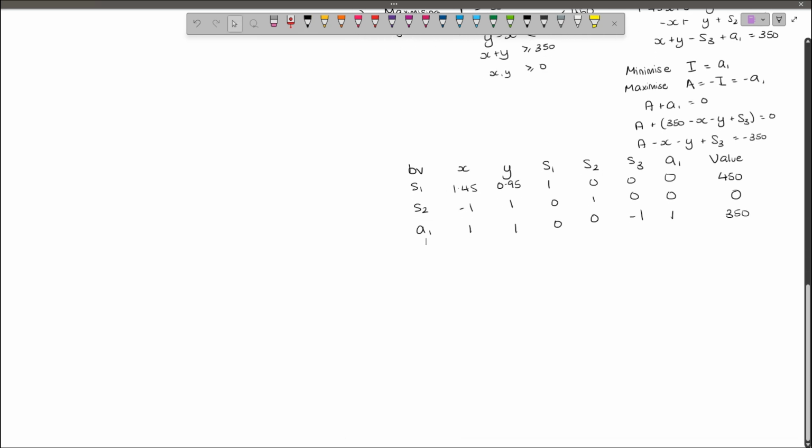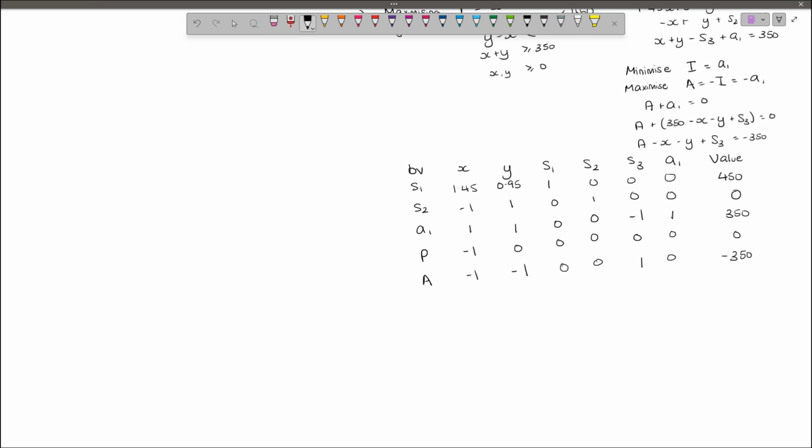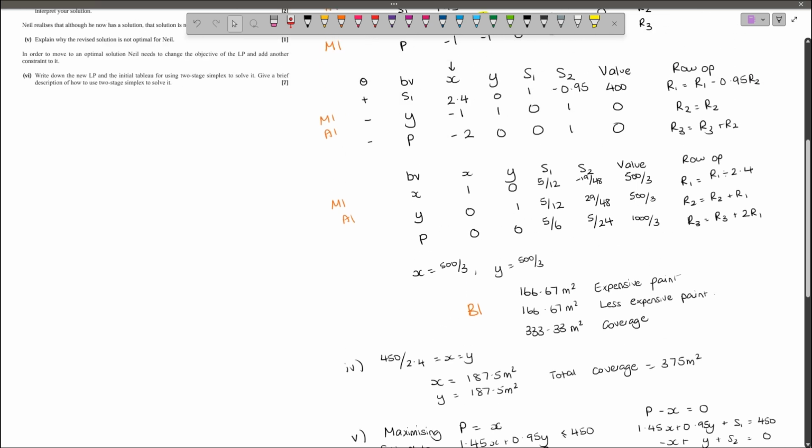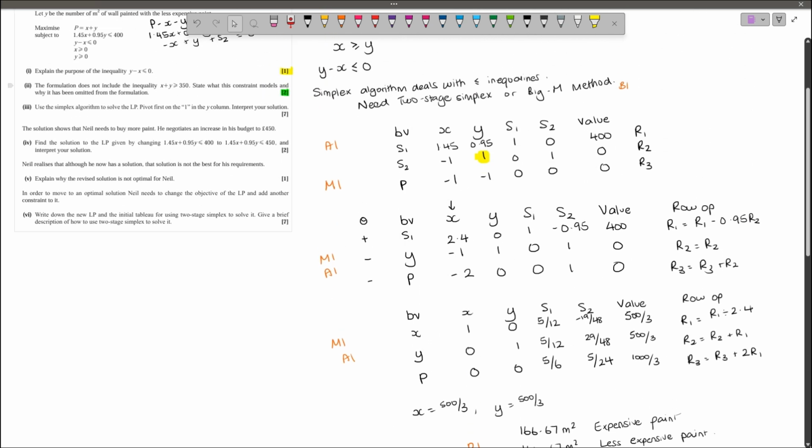We can now add on our objectives. We're going to get P subtract x is equal to 0. And we're going to get A subtract x subtract y plus s3 is equal to negative 350. And the rest are going to be zeros. And this is our two-stage simplex algorithm fully set up. We are told that we do not need to solve it.